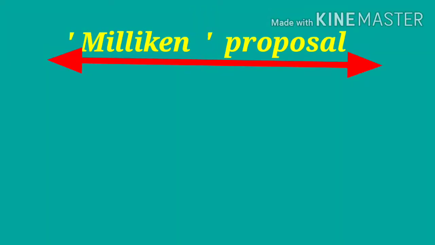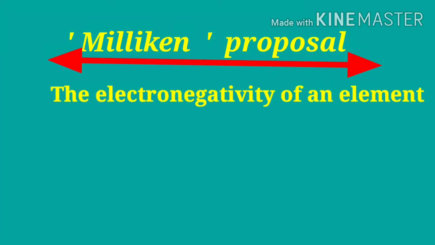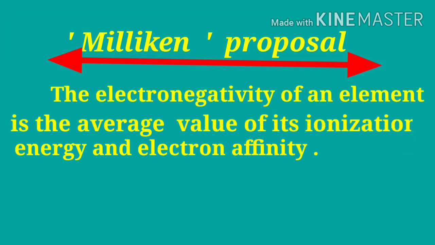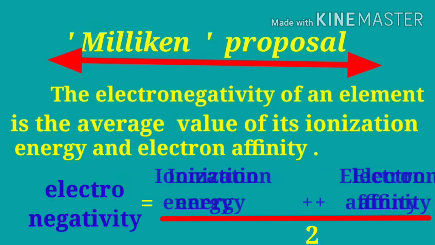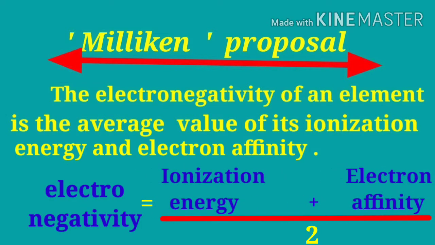Mulliken proposal. Mulliken proposal says that the electronegativity of an element is the average value of its ionization energy and electron affinity. We can see the electronegativity principle in the picture.